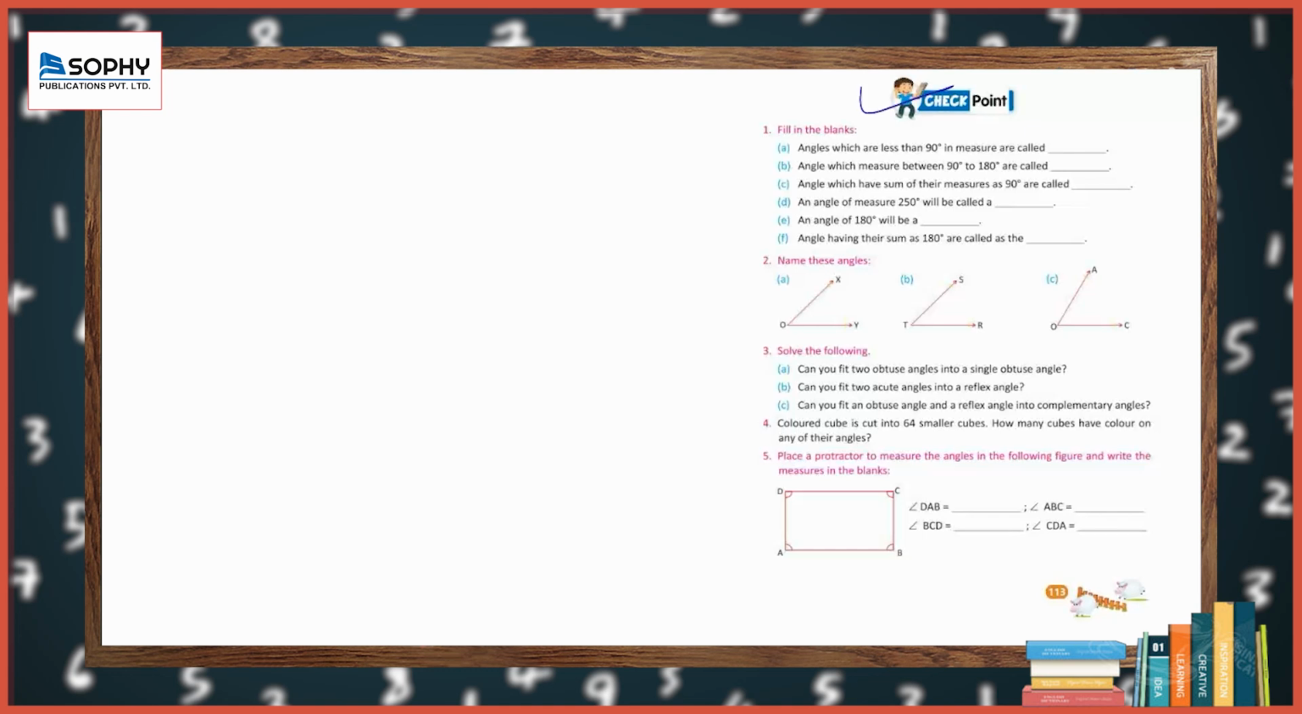Now let's look at the checkpoint, students. In this one, we have to fill in the blanks. Angles which are less than 90 degrees in measure are called, very good, students, acute angles. In the next one, we have to name this angle. This is, very good, students, angle XOY.